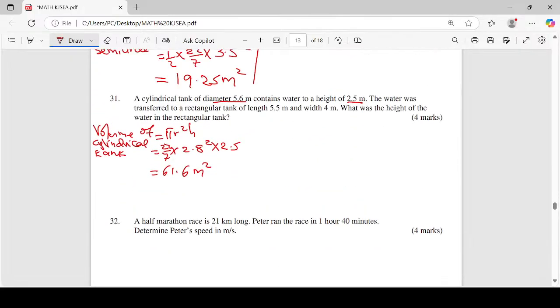We proceed. Because we are transferring the volume of water in the cylindrical tank into the rectangular tank, the volume should be the same. So we note that point by saying that the volume of the cylinder should be equal to the volume of the rectangular tank.